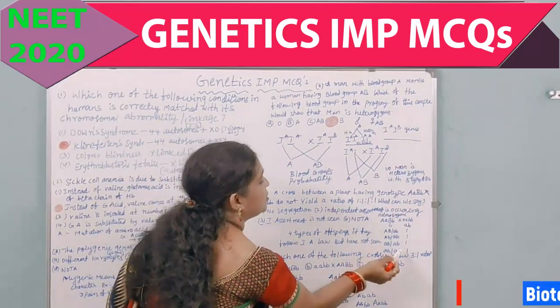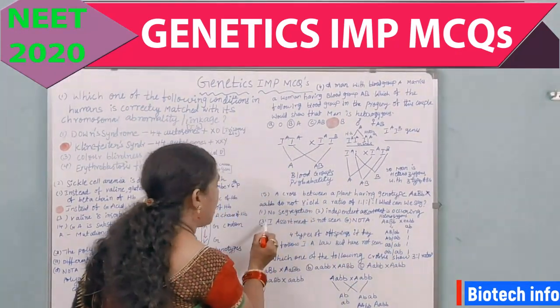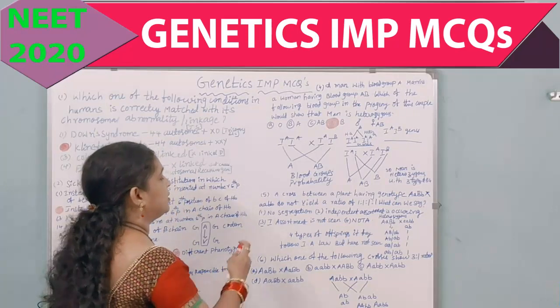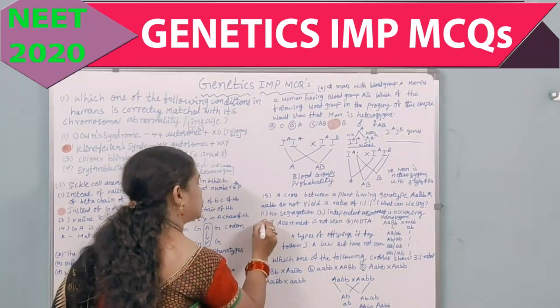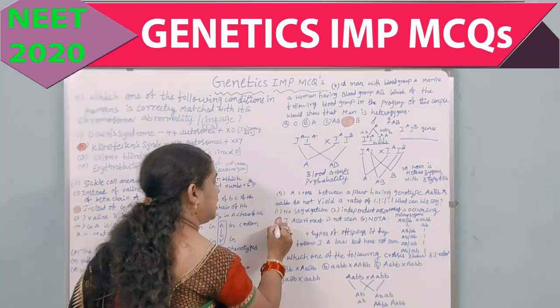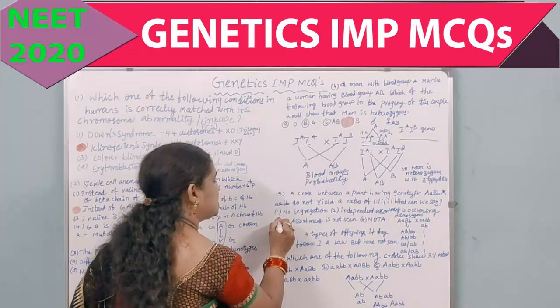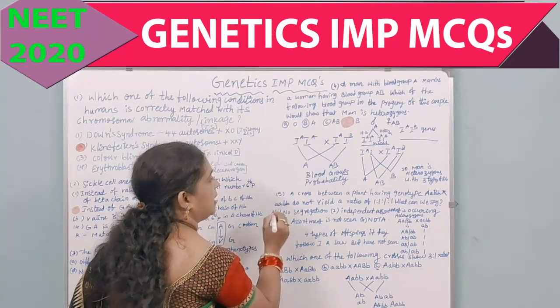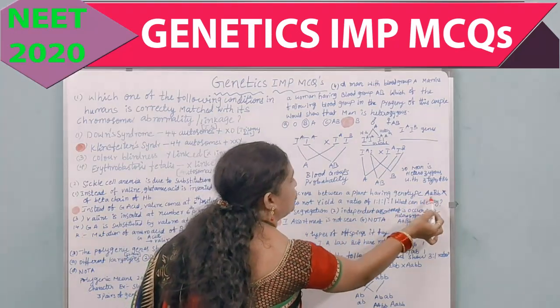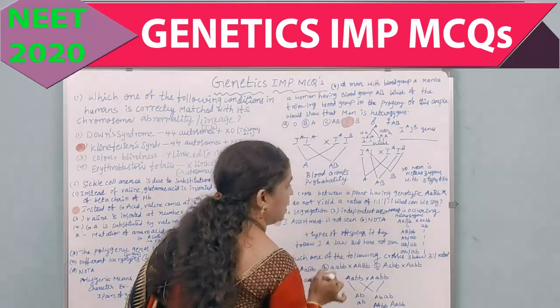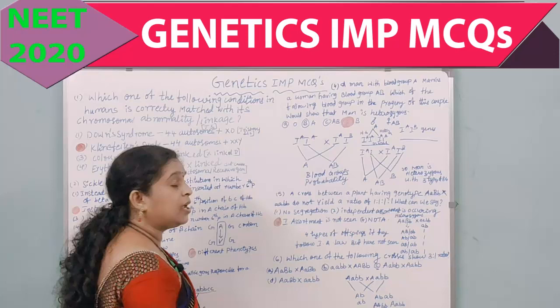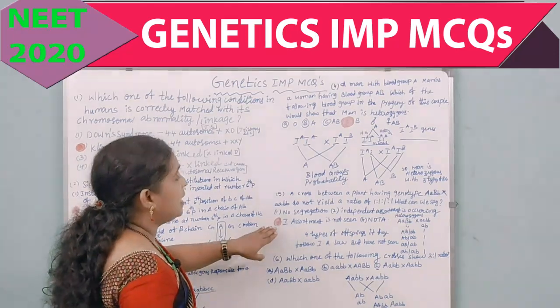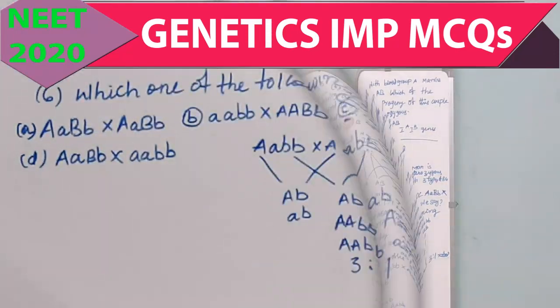But here it is not seen. So we are going for the third option. The third option is the correct one. Independent assortment is not seen when we are taking these genotypes. When we are crossing them, we are not getting independent assortment. So option C is the correct one.